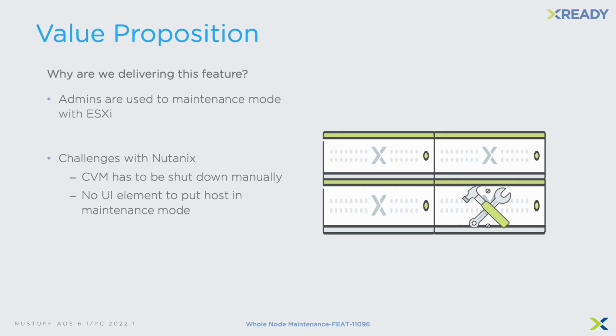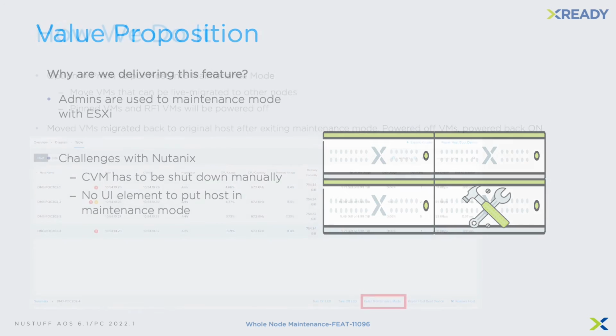from the CLI, and there's the other option to do maintenance mode from the CLI, which is cumbersome, and admins have to do various steps to make sure they get it correct to take a host down in maintenance mode. And not having the UI element is troublesome for customers to achieve that.